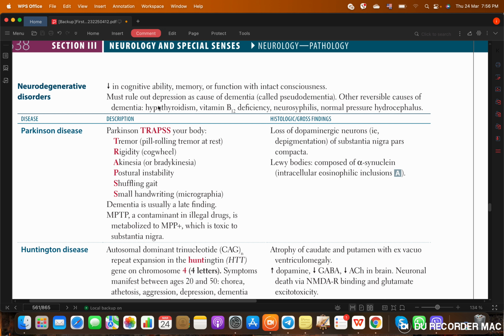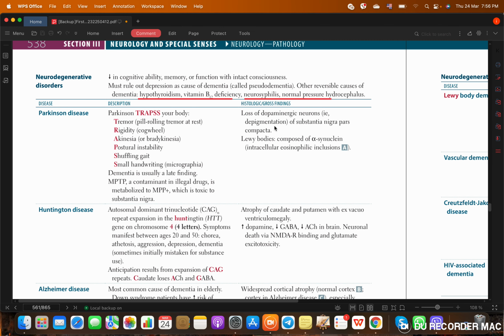You must rule out depression as a cause of dementia, because people who are really depressed can develop dementia. We call that pseudodementia. Other reversible causes should also be ruled out. Always, before you think about anything else that can lead to neurodegenerative and dementia symptoms, you need to rule out the other causes: metabolic causes such as hypothyroidism and vitamin B12 deficiency, neurosyphilis, and normal pressure hydrocephalus. All of these are reversible, guys. That's why you need to rule them out first.